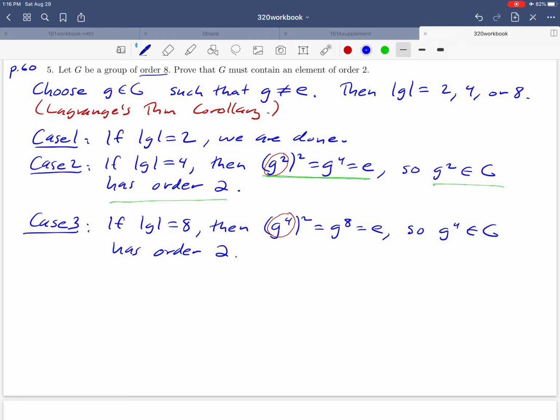Okay, and if you look at our cases, case 1, case 2, and case 3, we were able to find an element of order 2 in every single one of those, and so we have proven that every group of order 8 has an element of order 2.